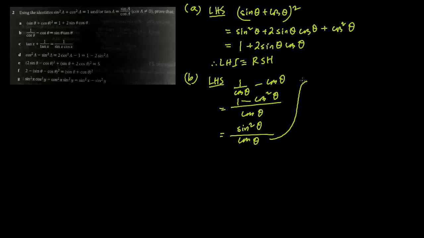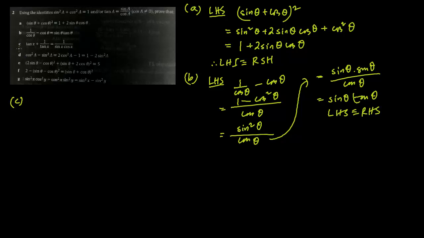So let's break this down. Let's write sine theta times sine theta. So that is sine squared theta and this is cos theta. So we can write here sine theta, and sine theta by cos theta is tan theta, and that's what we have to prove. So the left hand side is identical to the right hand side. The next one is question number C.